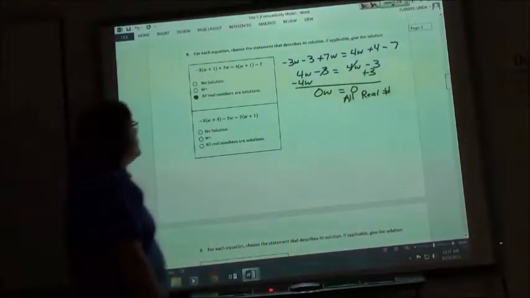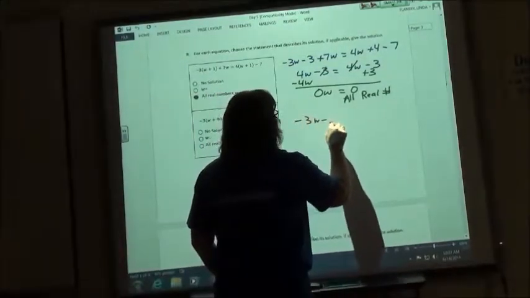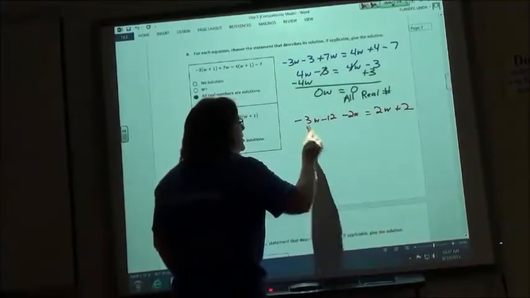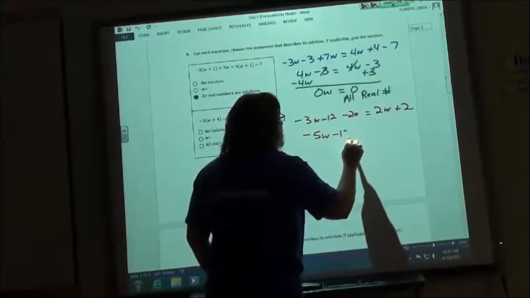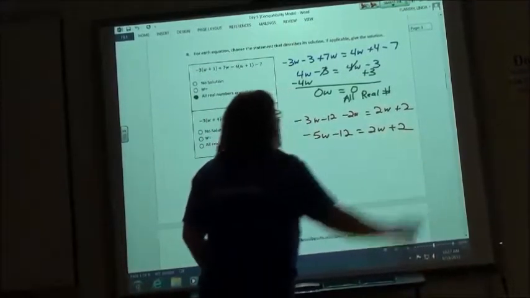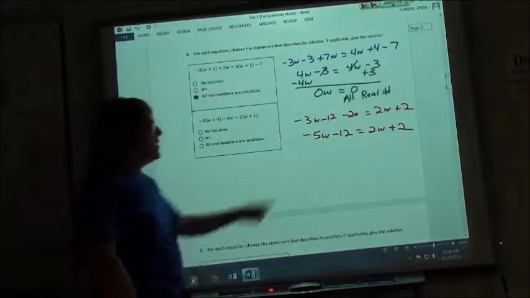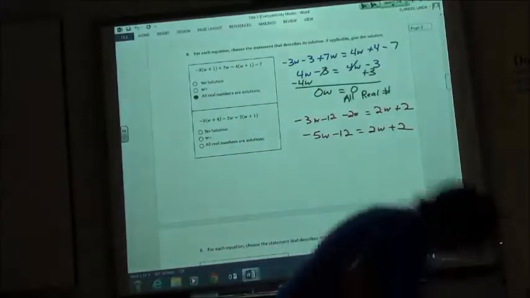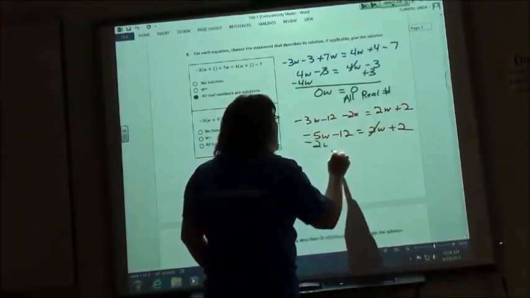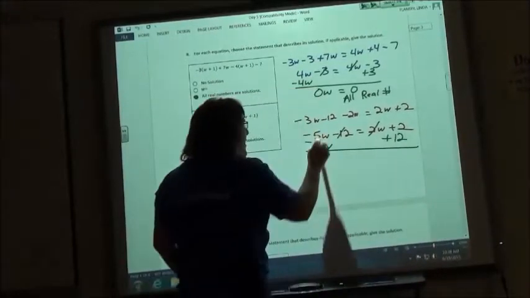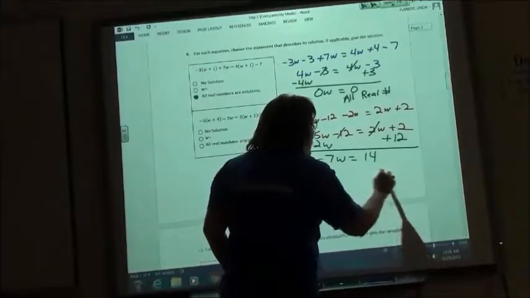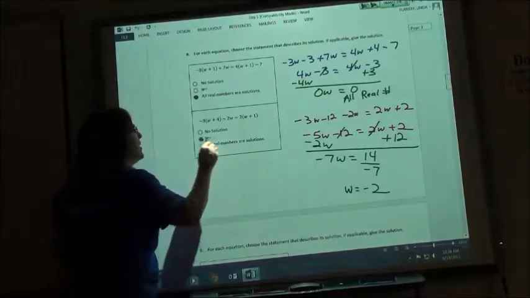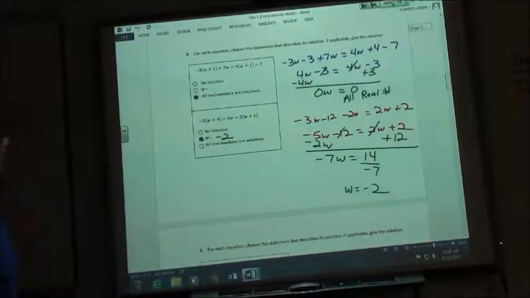Second one, we're going to use our distributive property again. Negative 3w minus 12 minus 2w equals 2w plus 2. So we will get negative 5w minus 12 equals 2w plus 2. Again, I can tell this is going to solve because my coefficients are different, and I'm going to go ahead and finish it. So minusing my 2w and adding my 12 gives me negative 7w equals 14, and when I divide, I get negative 2 for my solution. So I check that middle one, type -2 over there after the w equals.